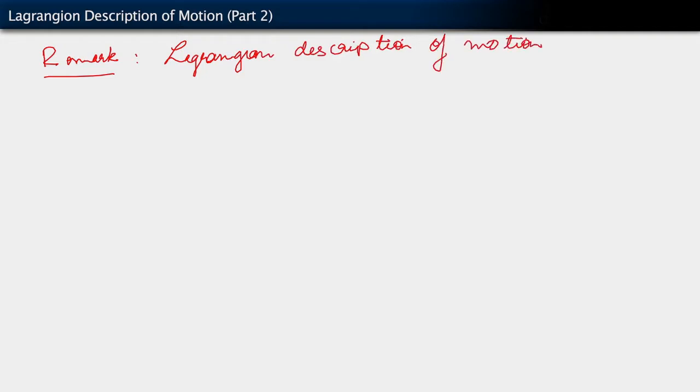Remark. The Lagrangian description of motion is natural for solid mechanics. Okay?